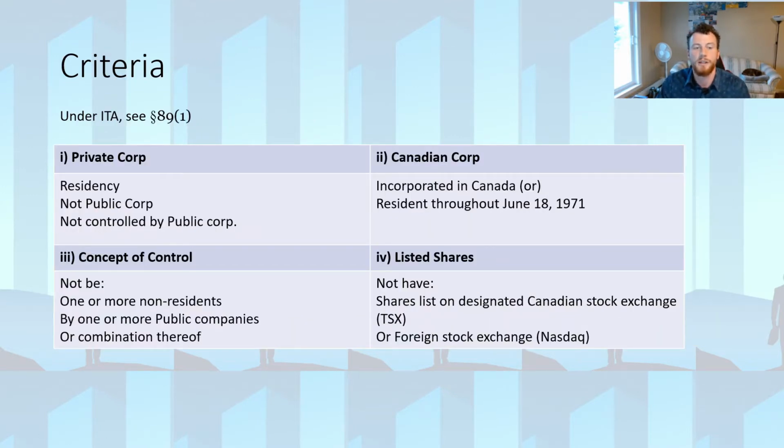The criteria, we'll dive into the greater detail. The criteria for being a CCPC is the following. It has to be a private corporation. The residency has to be the residency of Canada. Again, it cannot be a public corporation, and it cannot be controlled by a public corporation. Residency with corporations is generally defined as where the management and control is located. And if this is in Canada, then it can meet that definition.